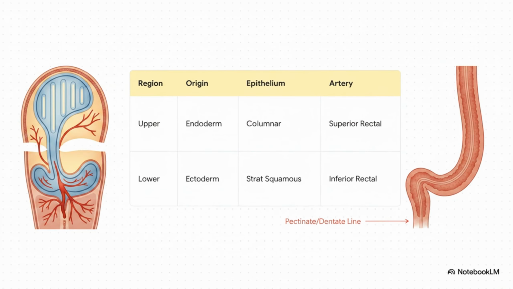You absolutely want to take a mental screenshot of this atlas-style table. Distinguishing these two embryological halves is non-negotiable for exam day. The upper anal canal, the cranial part, comes from endoderm. It's lined with columnar epithelium and gets its blood from the superior rectal artery. Now flip to the lower anal canal, the caudal part. It comes from ectoderm around the proctodeum, is lined by stratified squamous epithelium, and is supplied by the inferior rectal arteries, which, by the way, branch off the internal pudendal arteries. You gotta know this inside and out.